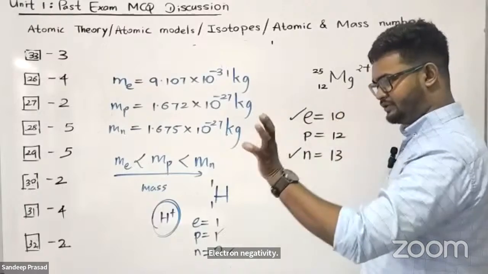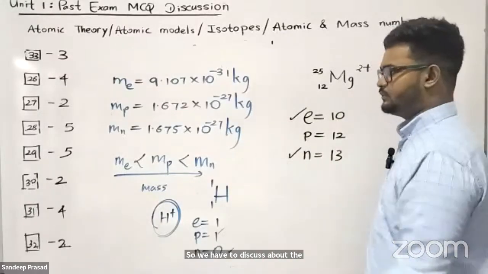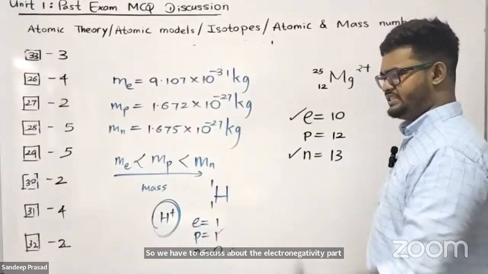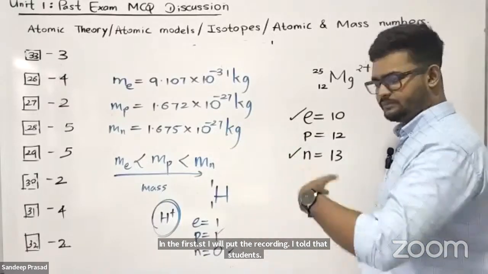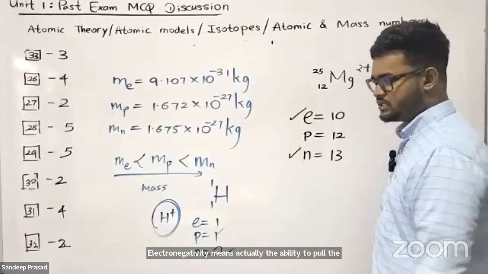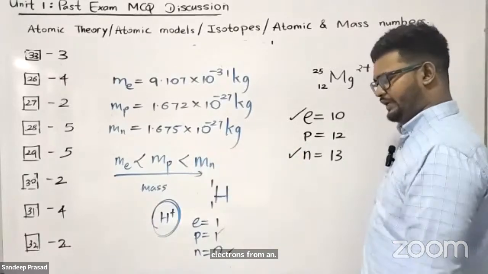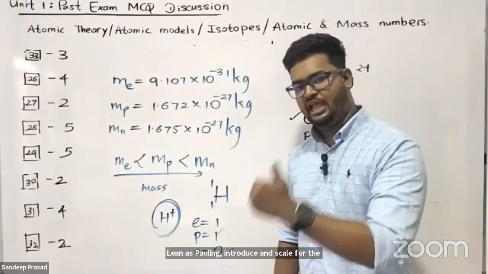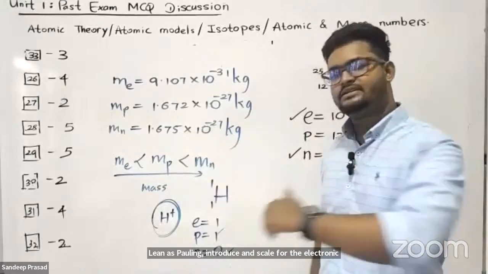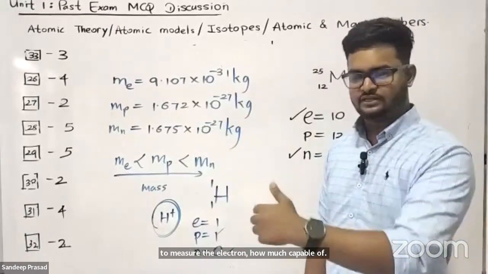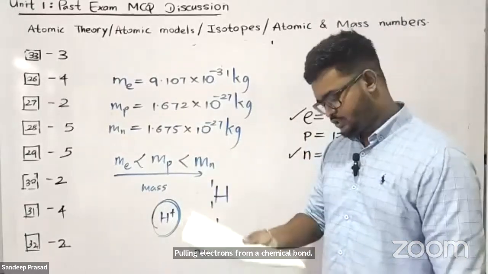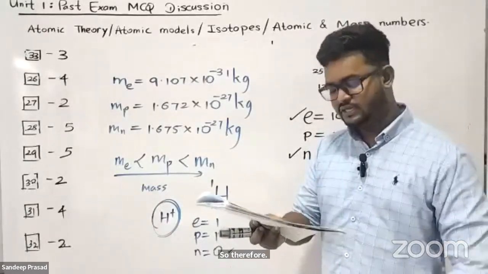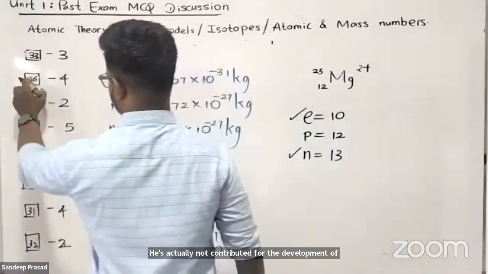So we have to discuss the electronegativity part in the first unit. I will put the recording. I told that to students. Electronegativity means actually the ability to pull the electrons from an atom when they are forming chemical bonds. So Linus Pauling introduced a scale to measure the electronegativity. How much capable of pulling electrons from a chemical bond for an atom is known as the electronegativity. So therefore, he is actually not contributed to the development of the atomic theory. Question number 34, answer is number 4.